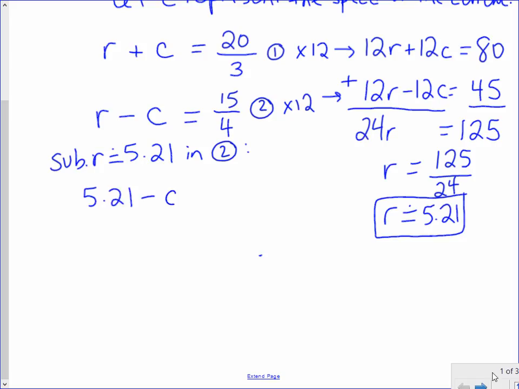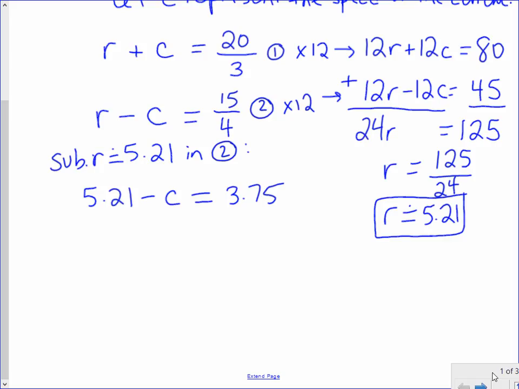So that's going to be 5.21 minus c. And in this case, since we have a decimal number already, let's turn 15/4 into a decimal number, which actually works out kind of nice. It's 3.75. And I want you to understand, hopefully this is making a lot of sense. Billy's rowing at this speed. There's some current that's going to take away from his speed so that the overall speed is 3.75 kilometers per hour. So now just find that missing current speed.